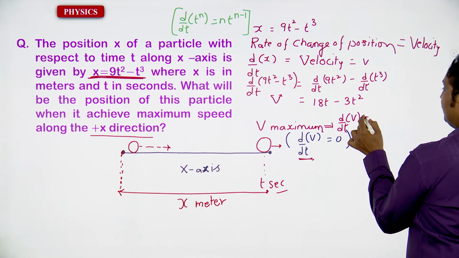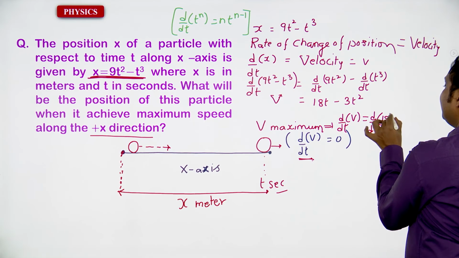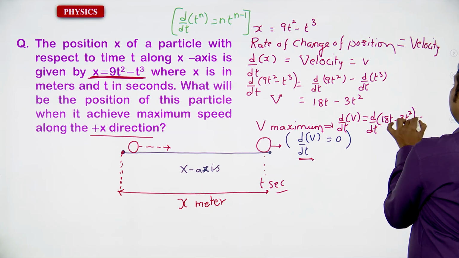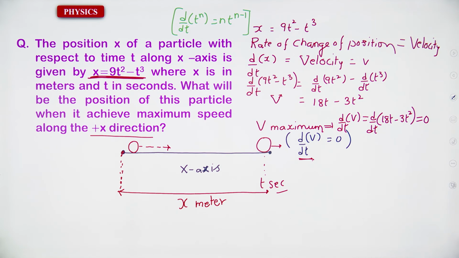Yes, you have to take that. This is very clear. That is d by dt of 18t minus 3t square is equal to 0. Just once again you have to observe what we have represented: the rate of change of velocity is going to be d by dt of x. After finding that velocity, we have to verify the condition, that is, when the speed is maximum, you have to take d by dt of v is equal to 0.